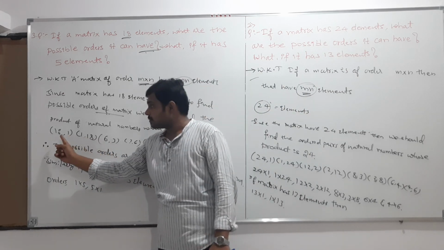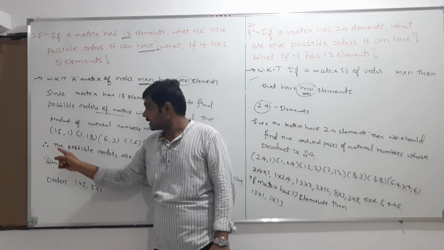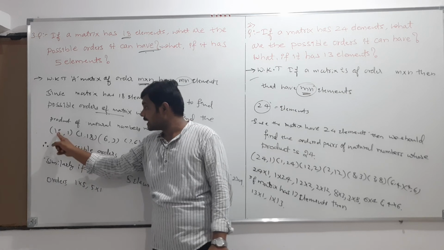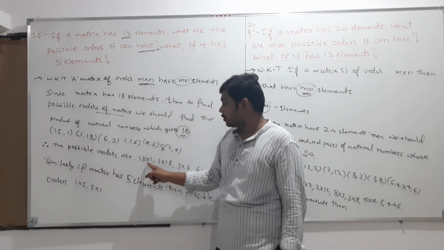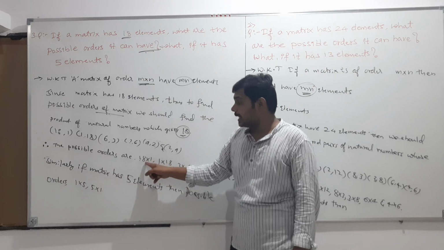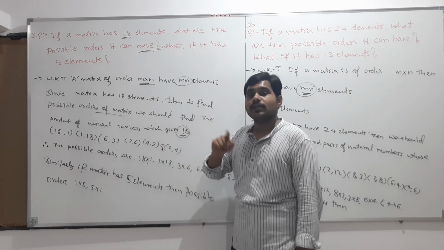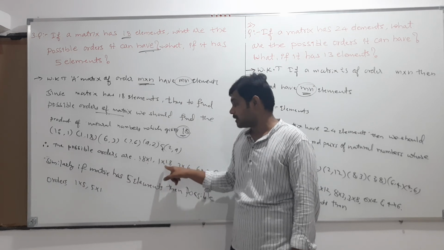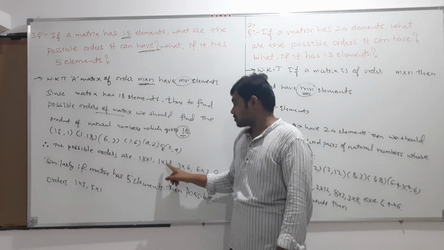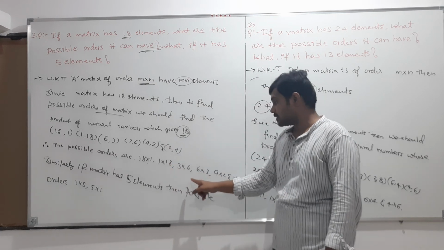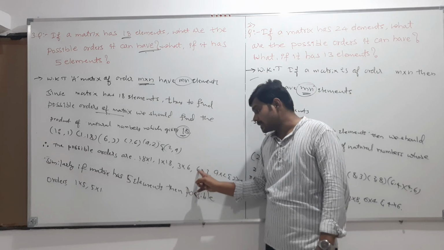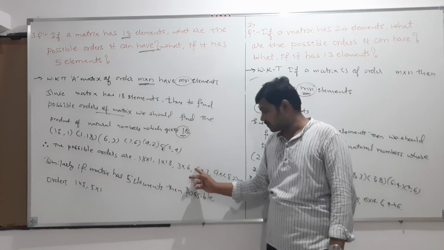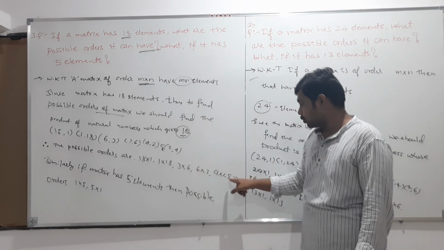And you may have confusion about why 18 into 1 and 1 into 18 both come. 18,1 and 1,18 are totally different. If you write the possible order 18 cross 1, it means 18 rows and 1 column. So therefore I am writing 18 cross 1 is different and 1 cross 18 is also different, because 1 cross 18 means 1 row and 18 columns. And here it is 3 cross 6. 3 cross 6 means 3 rows and 6 columns, and 6 cross 3 means 6 rows and 3 columns. So therefore 3 into 6 is not the same as 6 into 3. Similarly I am writing 9 into 2 and 2 into 9.